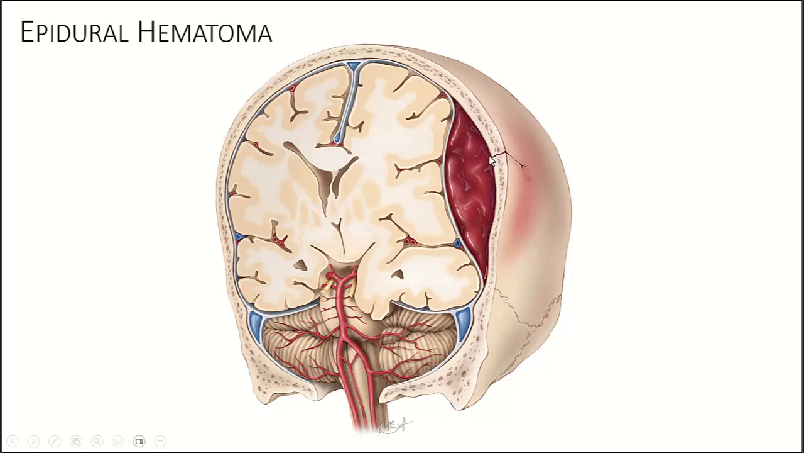This right side is if somebody has an epidural hematoma, meaning above the dura. This person, you can see here, has a fracture in the skull. That's the most common way to get it. So it's actually blood accumulating outside of the dura, between the dura and the bone.